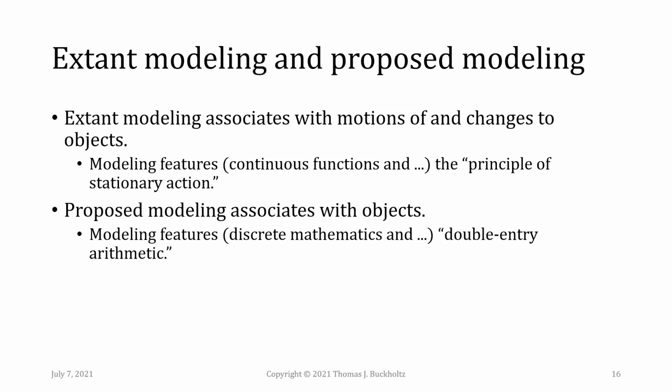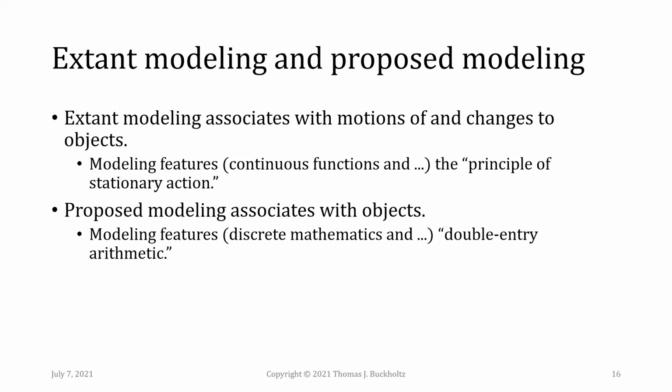The two-word term extant modeling denotes modeling that other people use. Extant modeling tends to describe motions of objects and changes to objects. The two-word term proposed modeling denotes new modeling that I suggest. Proposed modeling tends to describe properties of objects and properties of forces.